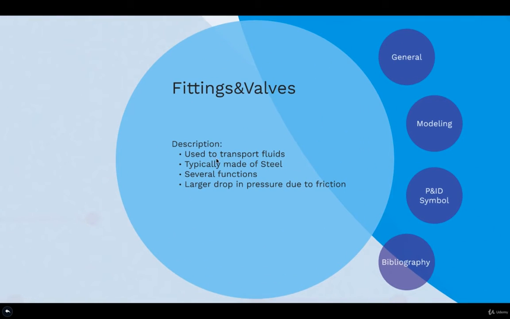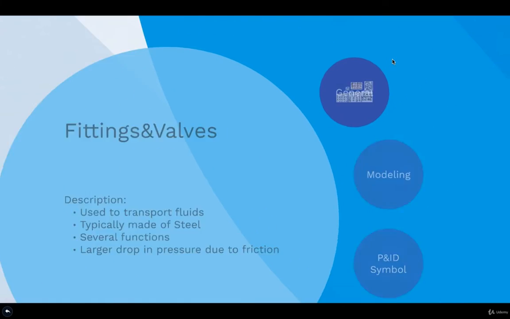those here. Now, they are used to aid in the transportation of fluids, typically made of steel if they are of steel, but of course that will depend on the material. They have several functions. I cannot tell you what the function of a valve or a fitting is and so on. They have plenty of functions, but essentially they are used to aid in transporting fluid. The thing right here is that they have very large pressure drops, so we try to avoid fittings as much as possible. We only use the ones that are required.